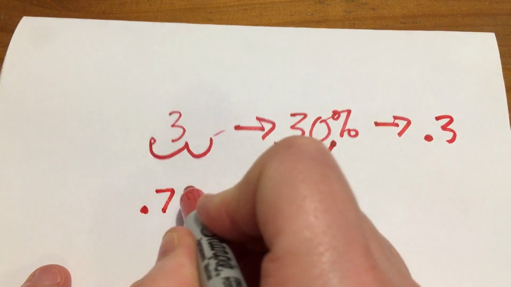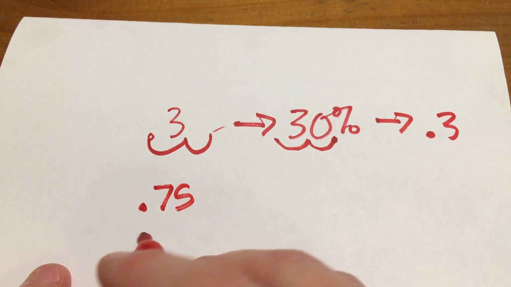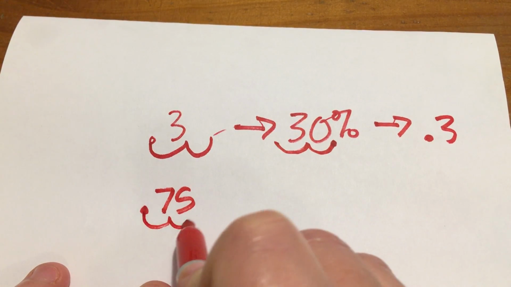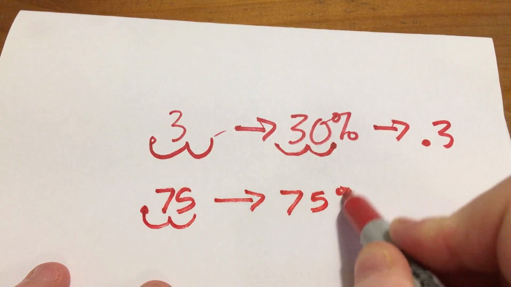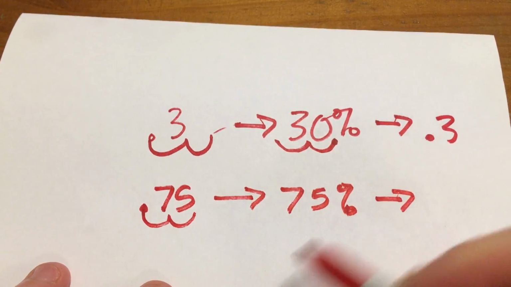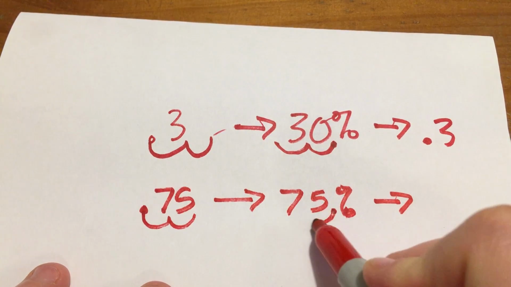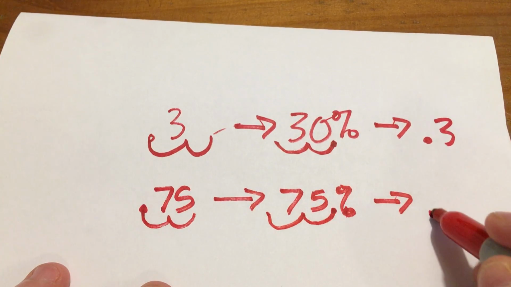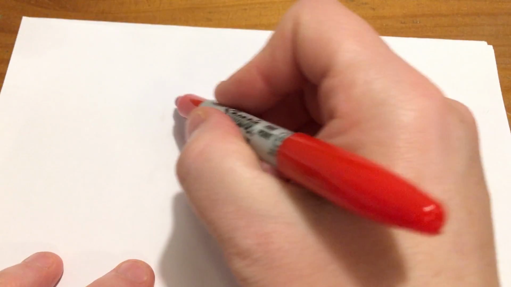Let's say we have 0.75. We want to change this decimal to a percent. So we move it 2 to the right, which gives us 75%. If we want to change it back to a decimal, we move it 2 to the left, 0.75. Let's do a couple more.